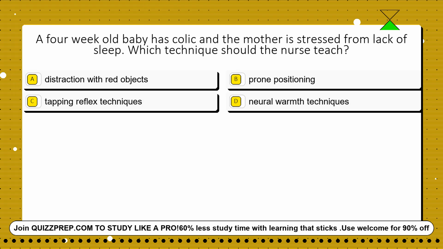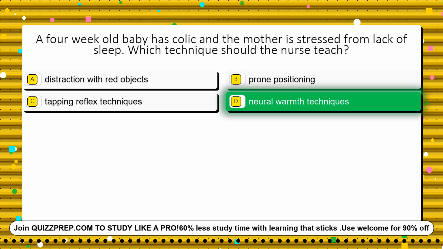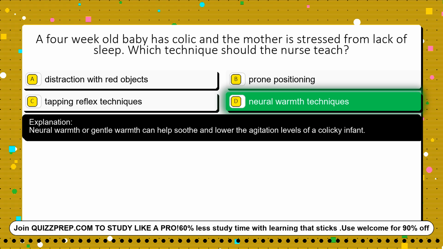Question 117. A 4-week-old baby has colic and the mother is stressed from lack of sleep. Which technique should the nurse teach? Option A, distraction with red objects. Option B, prone positioning. Option C, tapping reflex techniques. Option D, neural warmth techniques. The correct answer is option D, neural warmth techniques. Neural warmth or gentle warmth can help soothe and lower the agitation levels of a colicky infant.